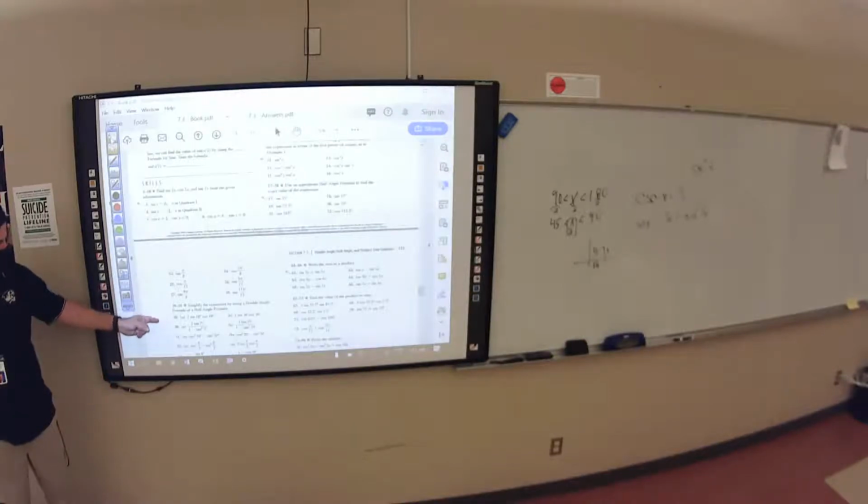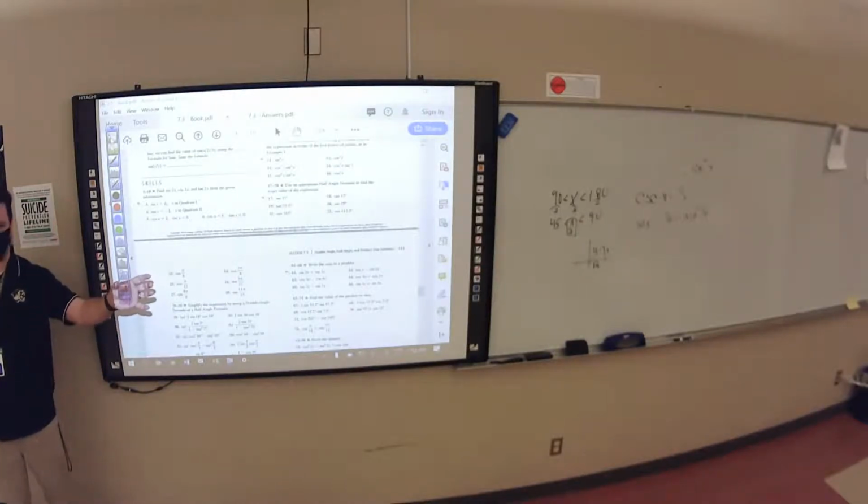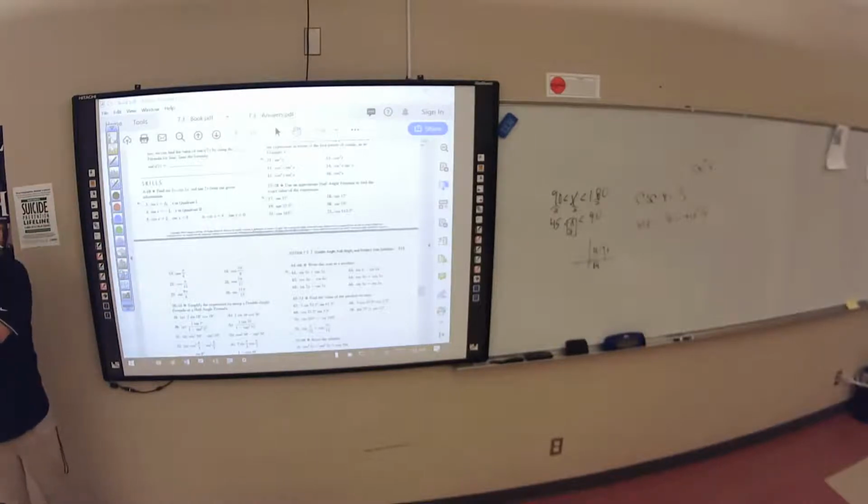Simplify using the double angle and half angle. I think there's a question like that on the test. So we'll give it to you as the double angle or the half angle, and we want you to convert it back into the original. That kind of makes sense.